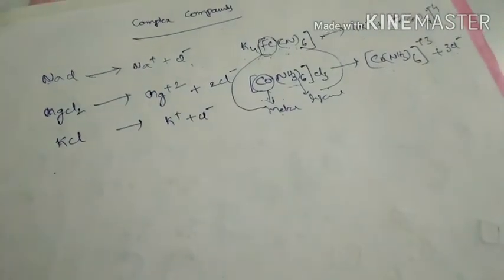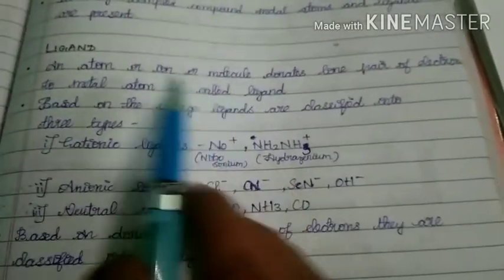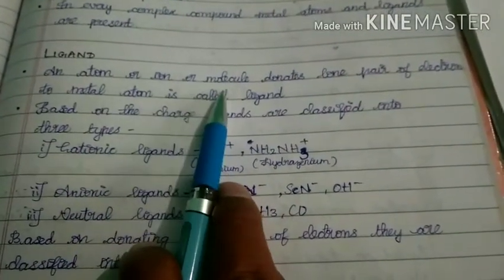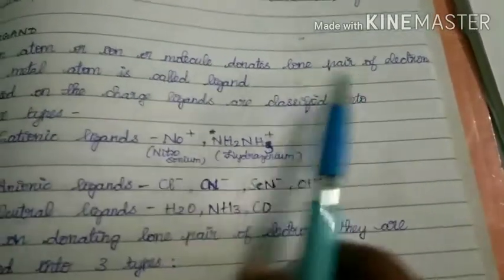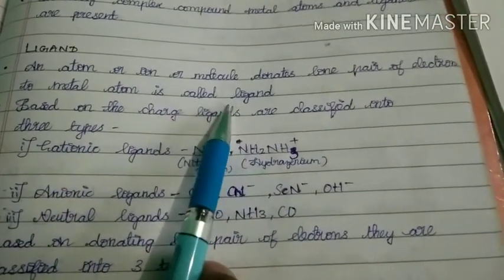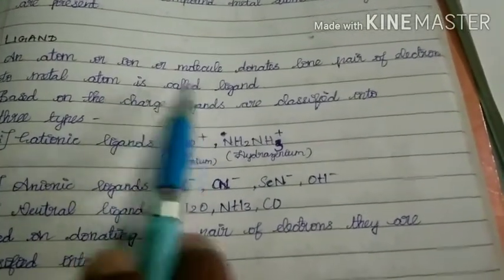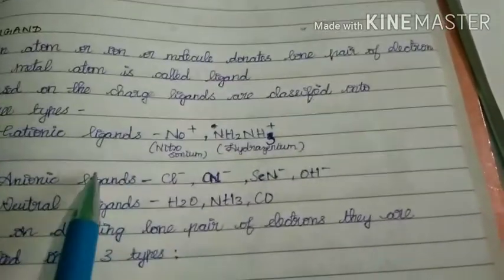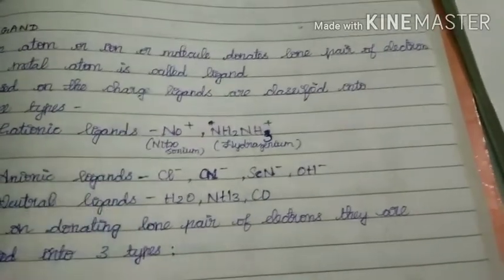So what is the definition of ligand? See, an atom or ion or molecule, this is a very important point, an atom or ion or molecule that donates a lone pair of electrons to the metal atom is called a ligand. That means simply the substance which donates a lone pair of electrons to the metal atom, that substance is called ligand. That substance may be either an atom or ion or molecule.